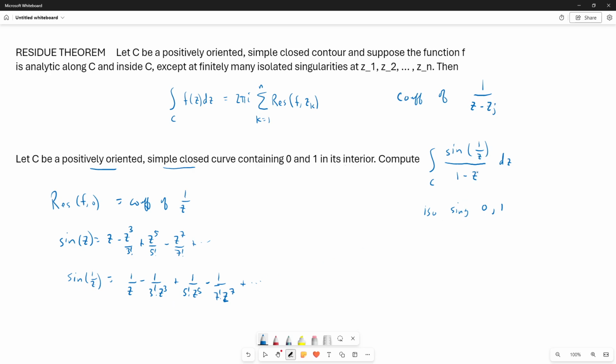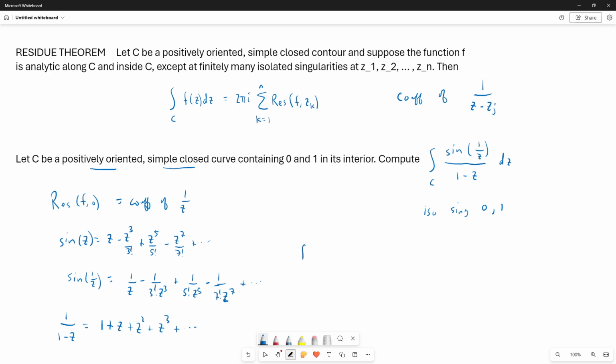And now we want to multiply that by 1 over 1 minus z. So 1 over 1 minus z, that one is analytic at 0, and it has a Maclaurin series. This is the geometric series sum, so the Maclaurin series will be the geometric series 1 plus z plus z squared plus z cubed, etc. So we have to multiply these two together.